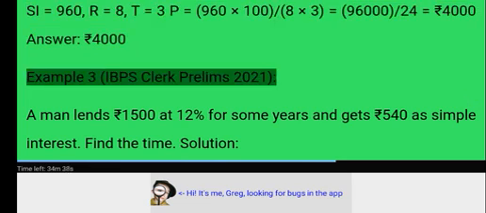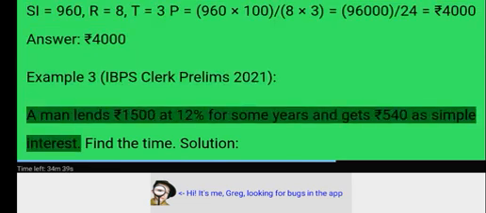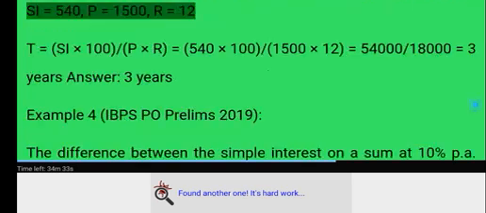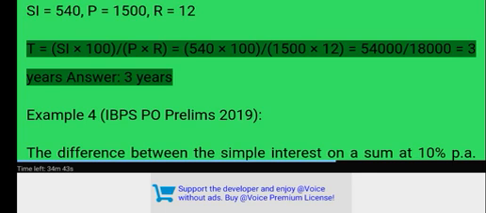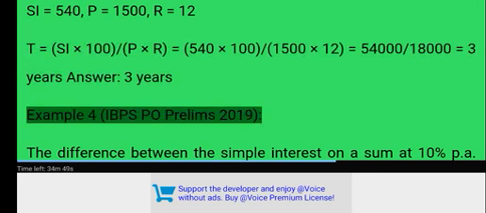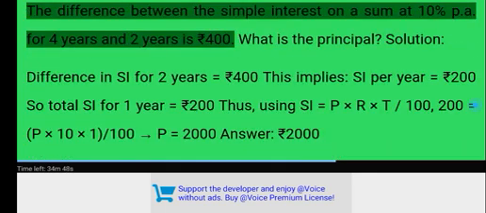Example 3, IBPS Clerk Prelims 2021. A man lends 1,500 rupees at 12% for some years and gets 540 rupees as simple interest. Find the time. Solution. SI equals 540, P equals 1500, R equals 12. T equals SI times 100 over P times R equals 540 times 100 over 1500 times 12 equals 54,000 over 18,000 equals 3 years. Answer, 3 years.